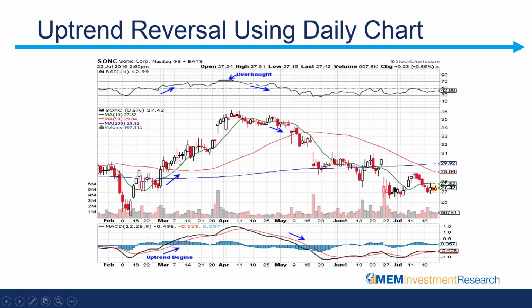Also, fundamentally, there were positive things. They were opening quite a number of stores. Restaurant stocks in general were doing well. So there was a lot that made this stock look interesting and appealing. But as you can see, this uptrend did not last. And we were paying attention.